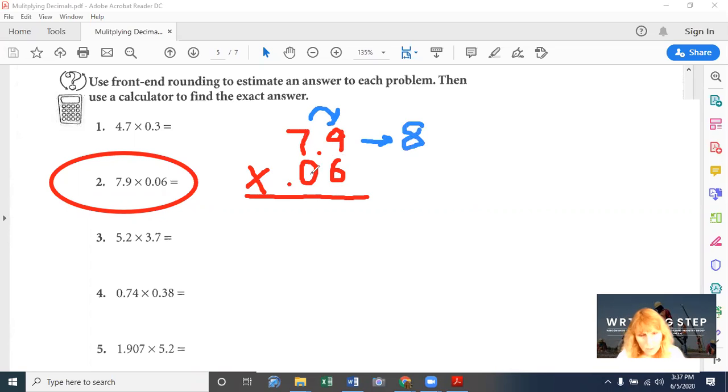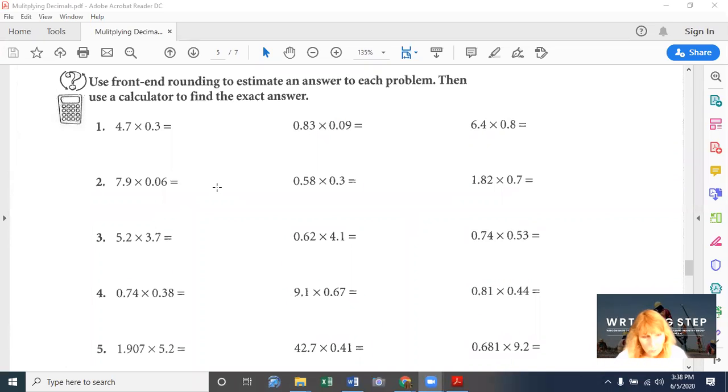And then we have 0.06. So now we're going to round to the 0. So we look next door here to the right. If it's 5 or more, we round up. So we're going to round the 0 up to 0.1. And now we're going to multiply 8 times 0.1, which is going to be 8. And we have one number after the decimal. So we're going to end up with 0.8. So our estimate on that one is 0.8. So that's how you use front-end estimation.